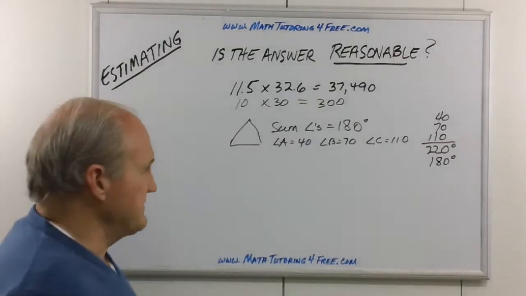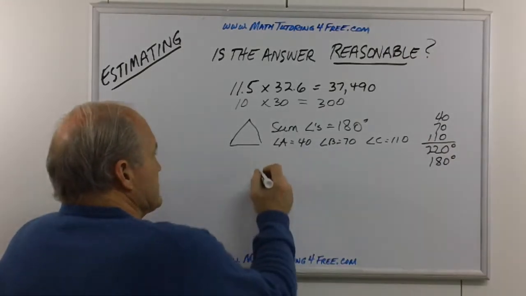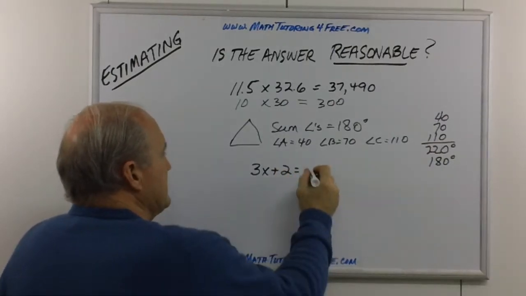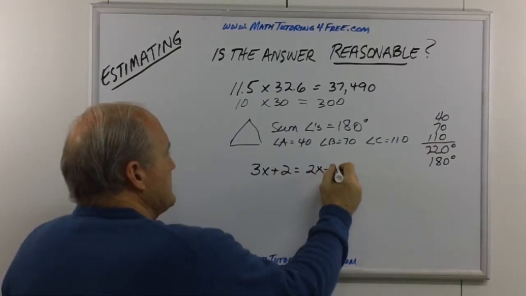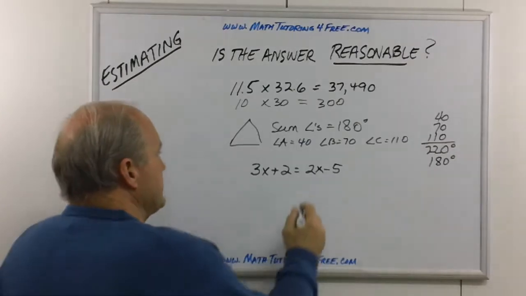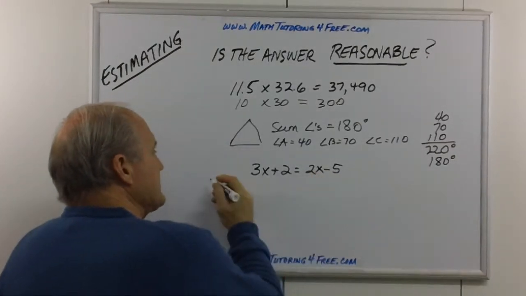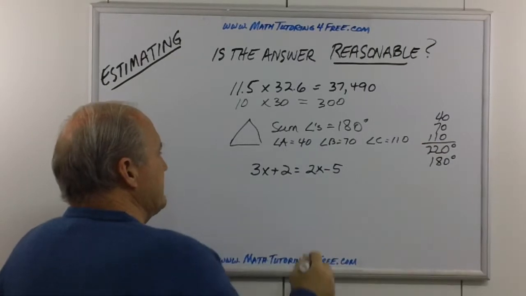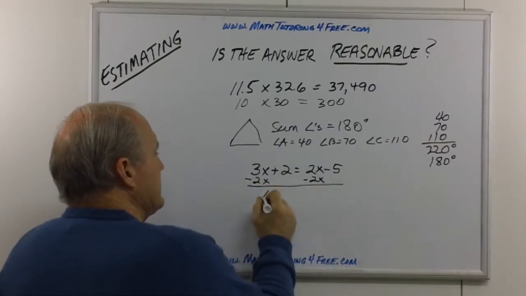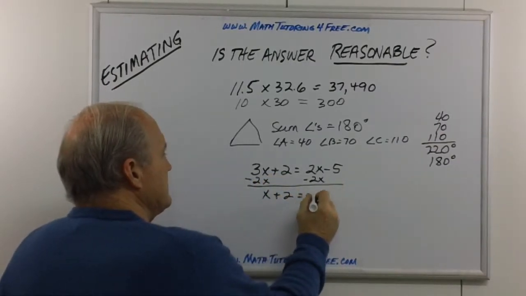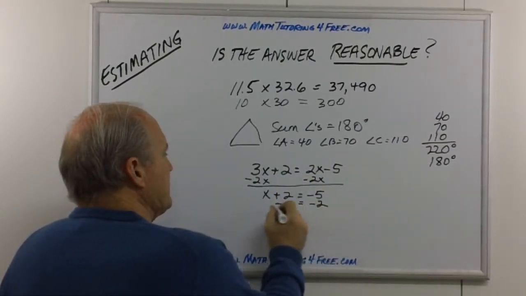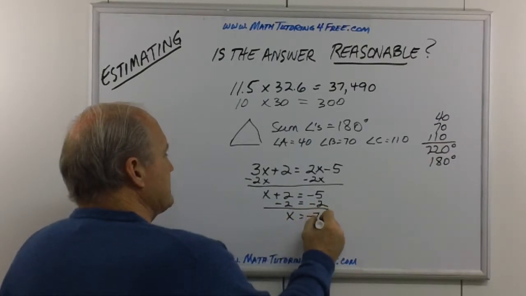Another example might be an algebra problem. Let's just say we had 3x + 2 = 2x - 5. And so you go through the problem and you say, let's see, I want to get all the x's on one side, everything else on the other side. So I'm going to subtract 2x from this side, then I'll subtract 2x from this side, and I end up with x + 2 = -5. Well, I got to take the 2 over to the other side, so now I end up with an answer of x = -7.